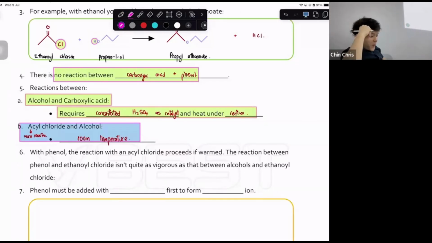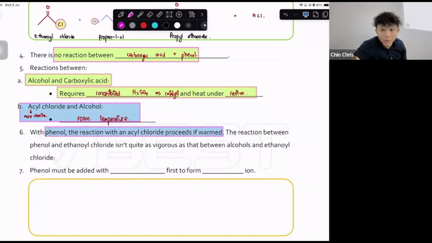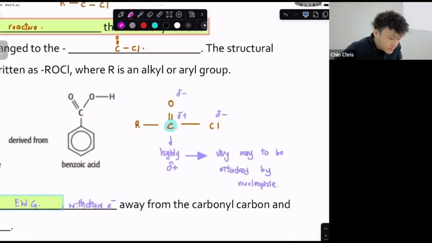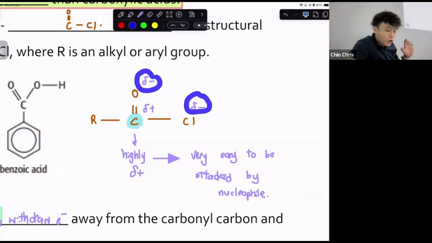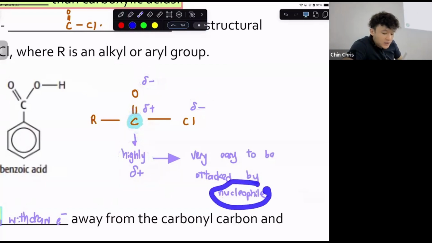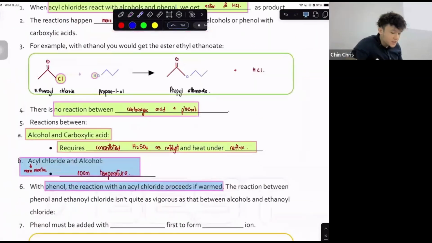With phenol, the reaction with an acyl chloride proceeds if warm. Highlight the word. So reaction with acyl chloride can happen when you warm it. So why is acyl chloride more reactive than carboxylic acid? I just explained it here. Because you have delta minus, which will make your carbon more delta positive, which means any attack by a nucleophile is going to be more rapid.